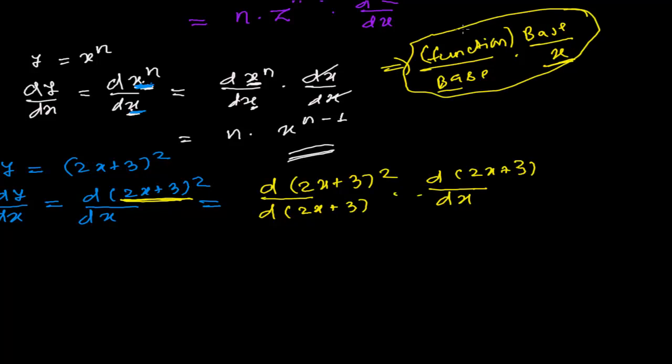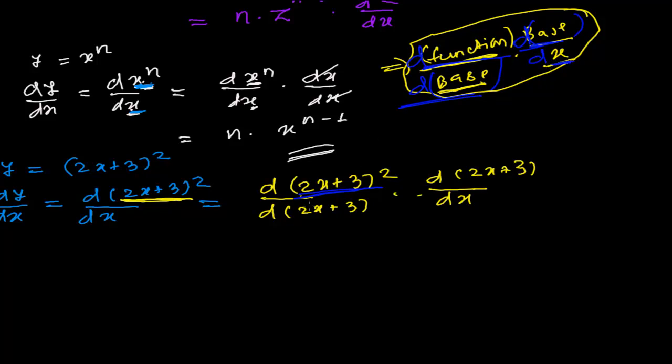First differentiate the function with respect to the base, the function's base. What is the function's base here, right? So the function is 2x plus 3 whole squared, so here you can say 2x plus 3 is your base. In this instance 2x plus 3 is the base, so that is why you first differentiate with respect to the base, the derivative of the function with respect to the base, and next you again differentiate this base with respect to x.